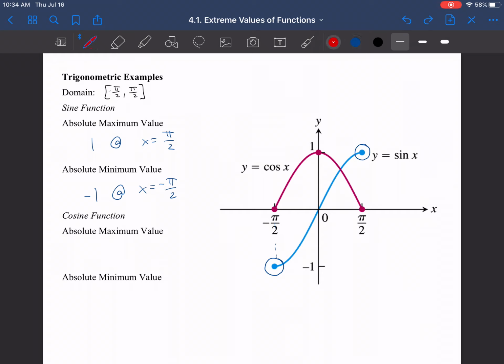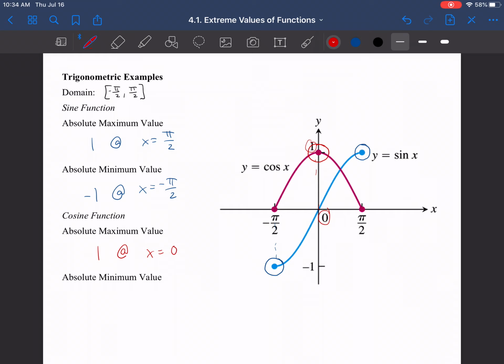For the cosine function, we have an absolute maximum here. The value is the 1 that's here, and it's occurring at 0. So you look at the x value for where it occurs. You look at the y value for its actual maximum value. So it's a 1, and it's occurring at x equals 0.